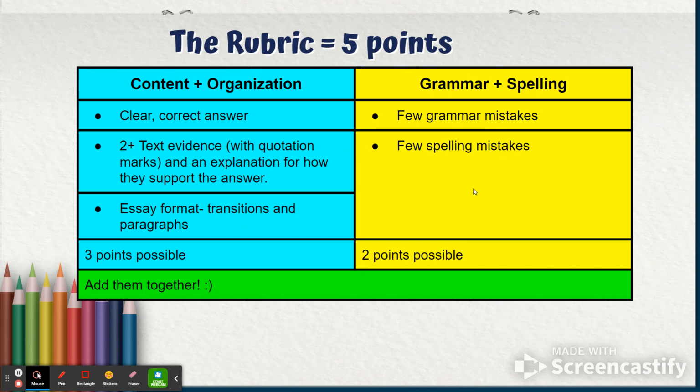The other 2 points come from spelling and grammar. And while they aren't crazy strict about the spelling and grammar, you can get 2 points if it's really good, 1 point if there are a lot of mistakes, and you can get 0 points if there are like a lot of mistakes on it. But you add these together, 3 points for content, 2 points for grammar, and that will get you your final score.